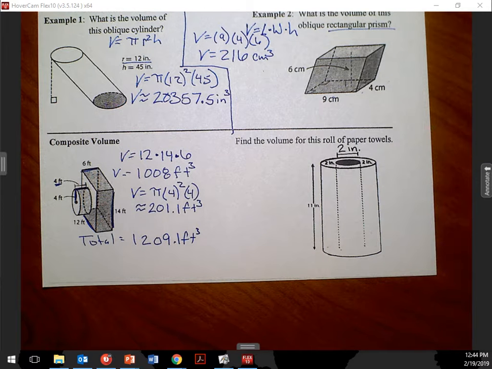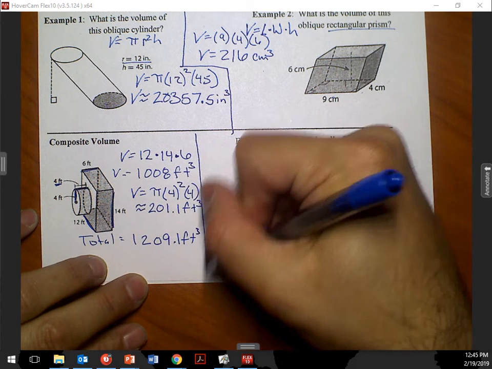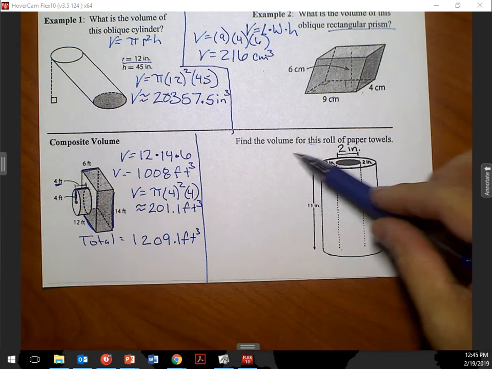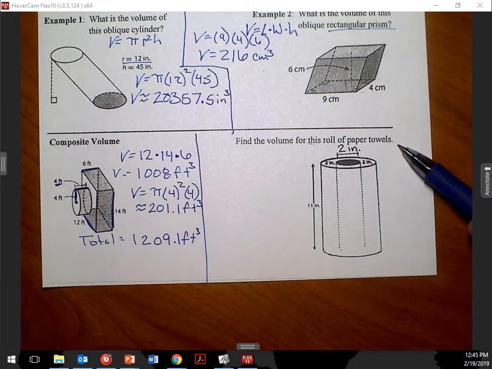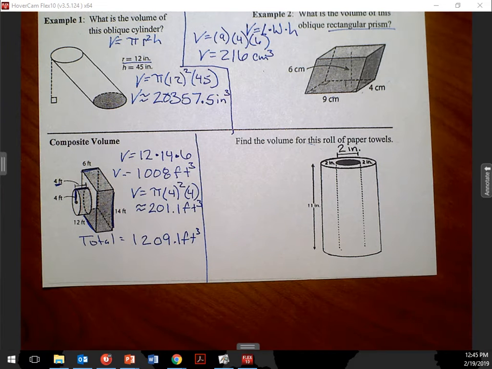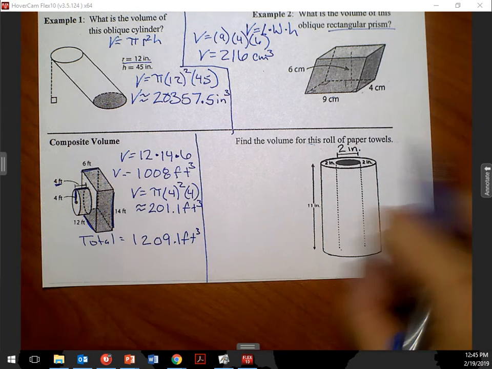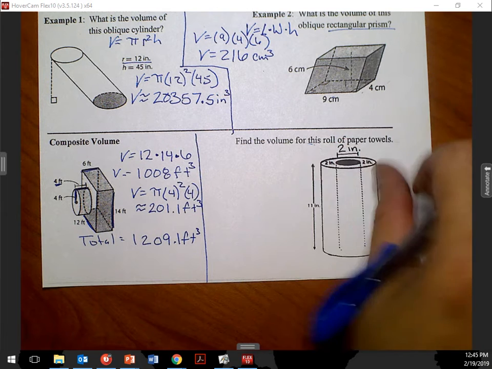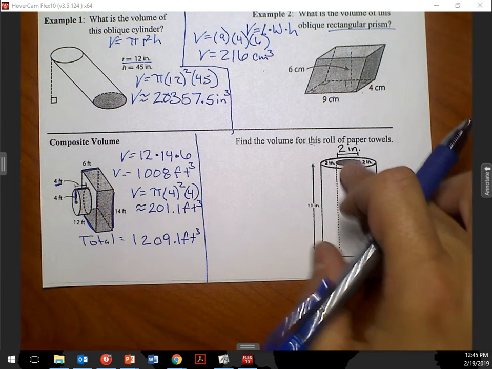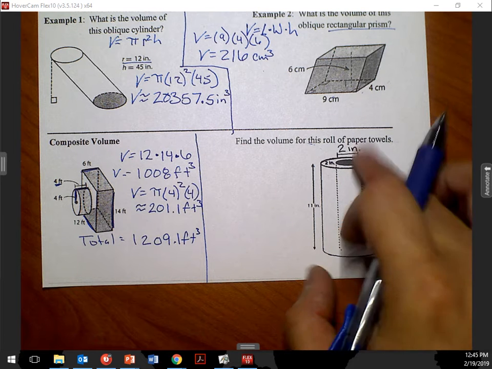We did it. Hooray. All right, let's take a look at this last one right here. For this one, it says find the volume of a roll of paper towels. You know about a roll of paper towels? What's in the center? A cylinder, right? Is it full? No. It's empty. So in that case, I would have to figure out the whole thing, and then wouldn't I take away the inside? I would subtract the inside.